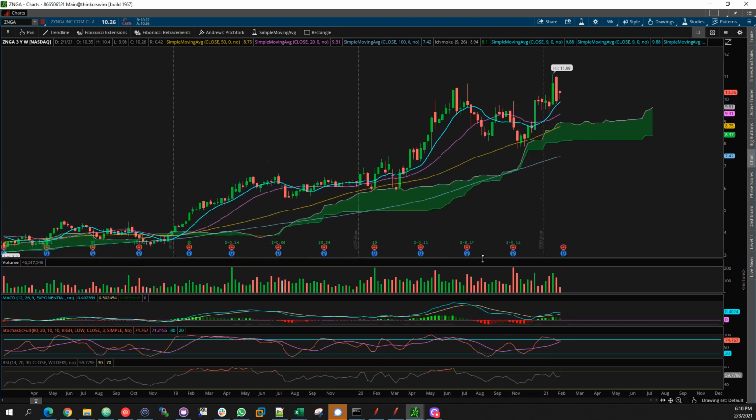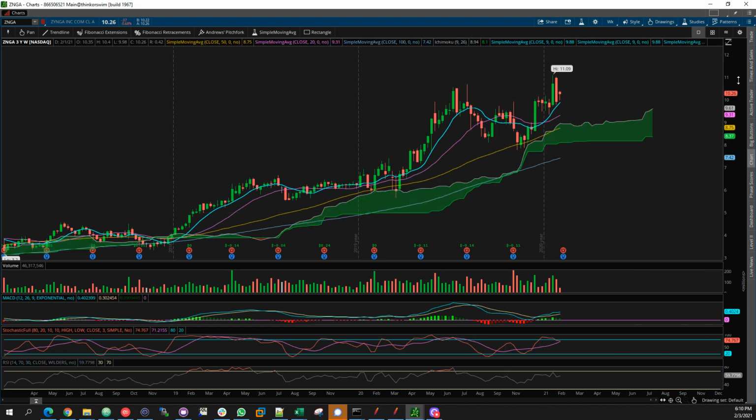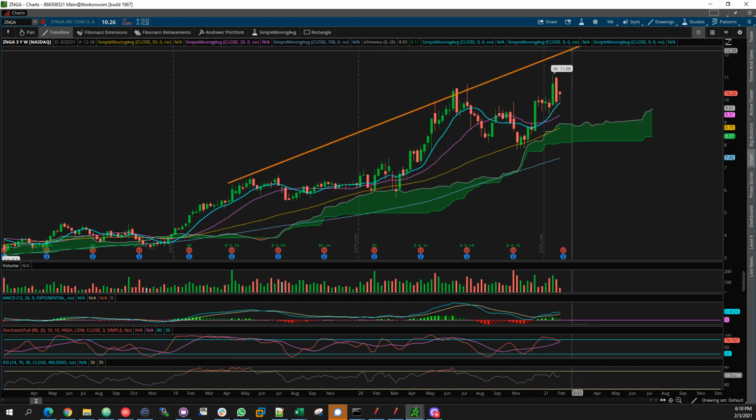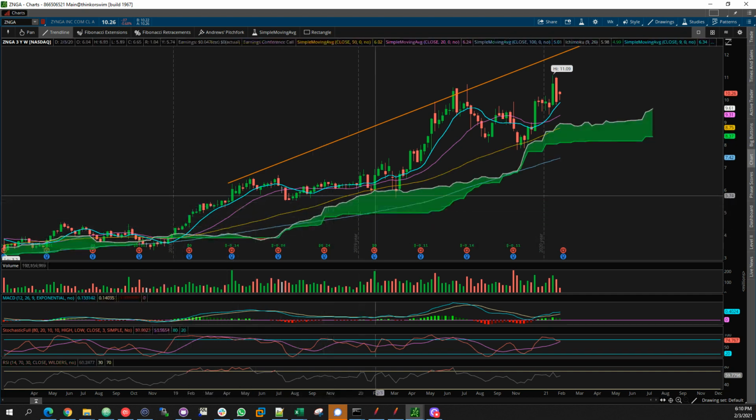I think I know who it is. It's just that I don't have the names in my head. The chart on the weekly looks good. It's been bullish. I don't know what the story is behind Zynga.